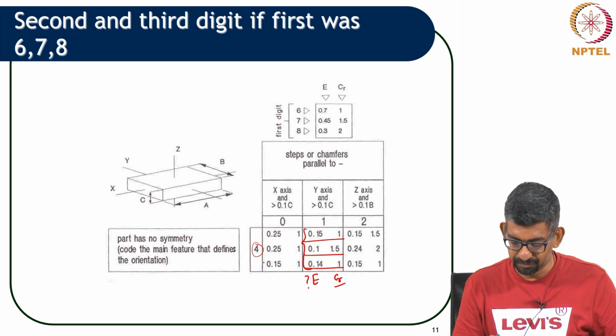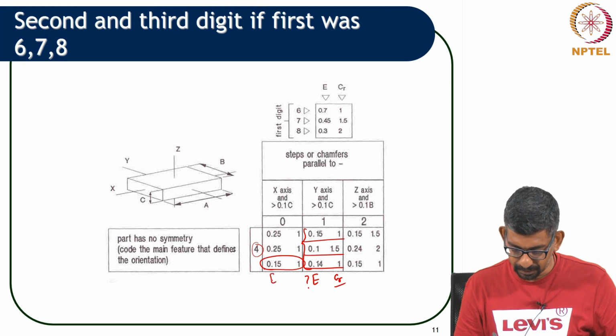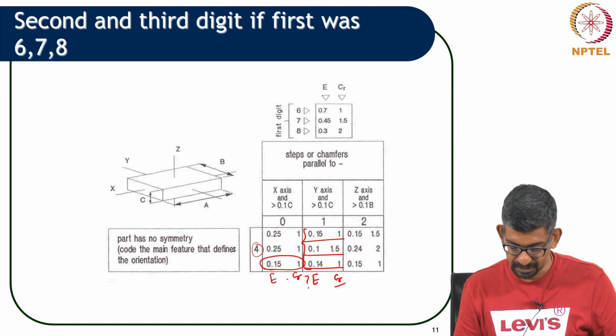Now, I have 3, which one would I choose? It depends on my first digit. What was my first digit in this case? 8. So, 6, 7 and 8. I will take this one. So, it is 0.15 for my E and 1 for my CR.